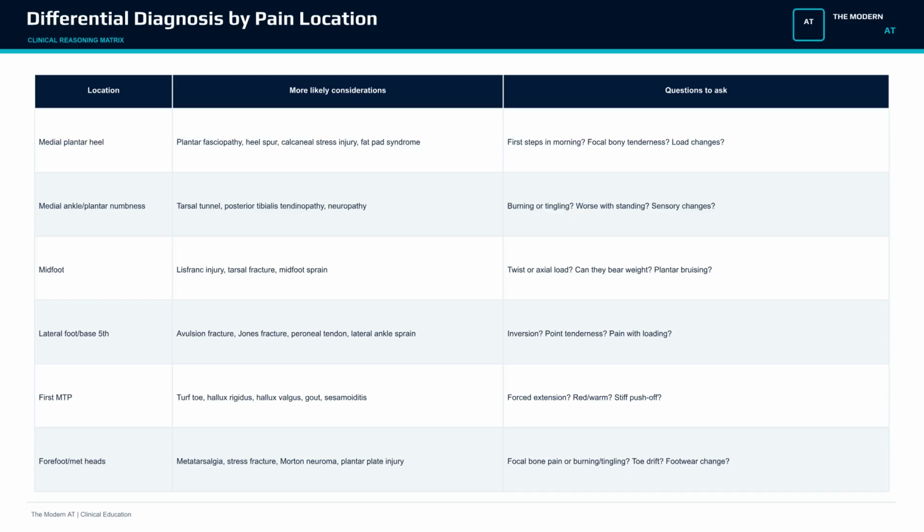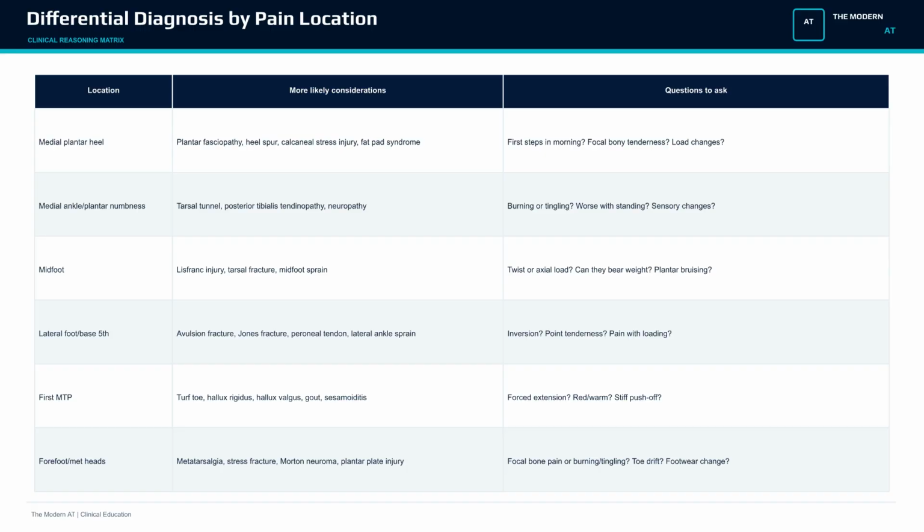This matrix organizes foot pain by location, which is one of the fastest ways to narrow the differential. Medial plantar heel pain points toward plantar fasciopathy, heel spur irritation, calcaneal stress injury, or fat pad syndrome.